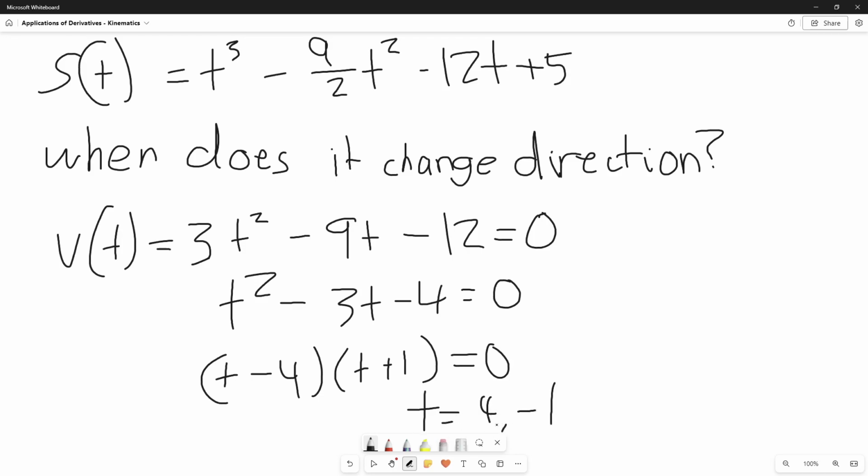And you can plug in values from before 4, after 4, before -1, after -1, to make sure that it actually goes from positive to negative and negative to positive at these points, and they do. But if you think about it, -1 cannot be a valid answer because we cannot have negative time. You can't go back in time. So that means 4 seconds, assuming seconds is a unit, is our final answer.